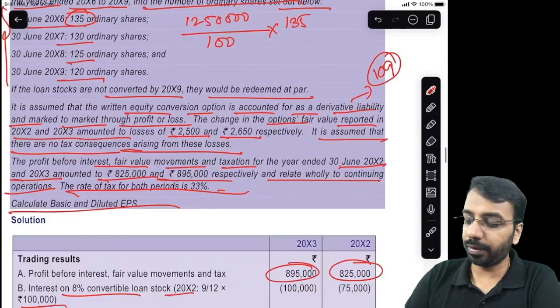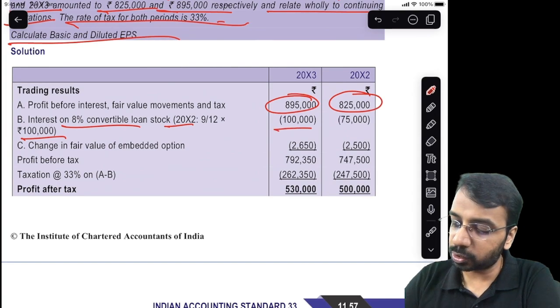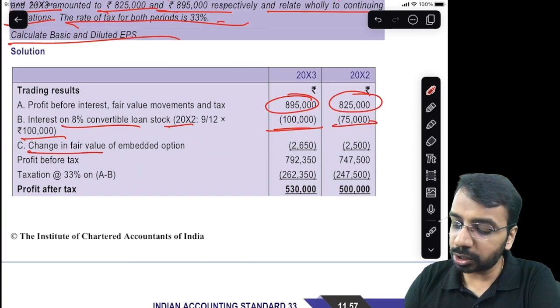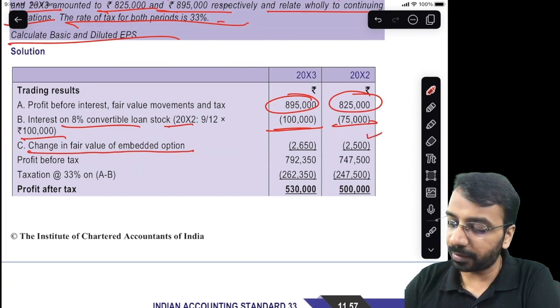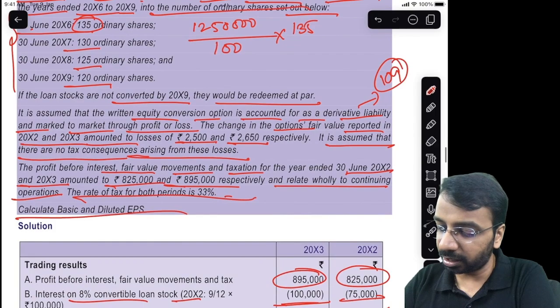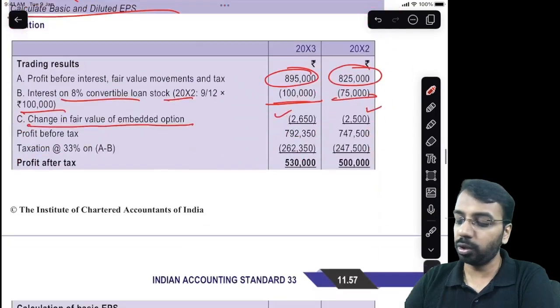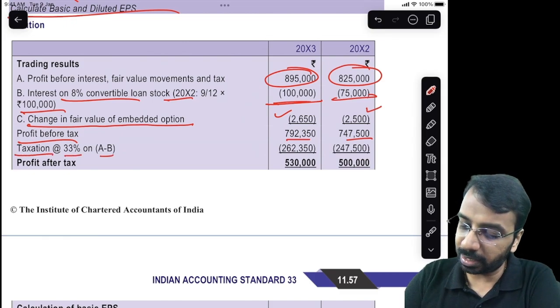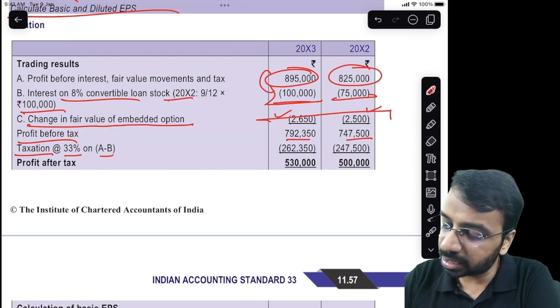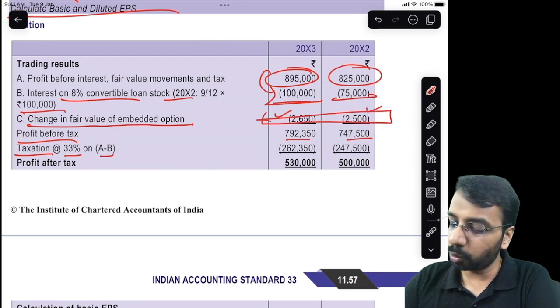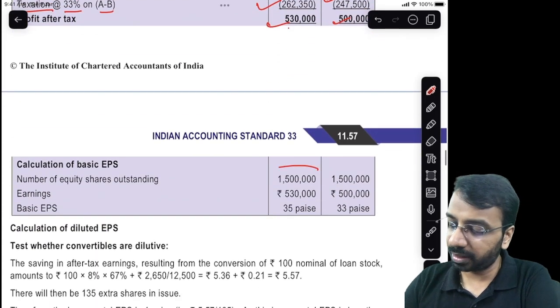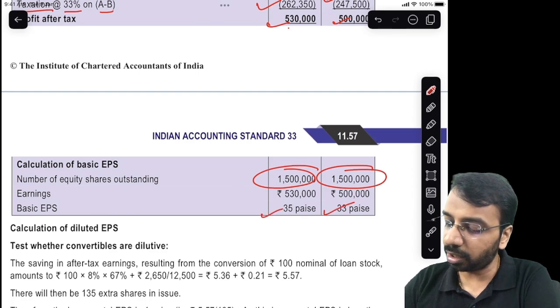So for 9 months only we have to provide for interest in the first period, that is 75,000 and 1 lakh. Okay, then there is a loss due to fair value of embedded option 2,500 and 2,650 as given in the question here. So this loss also is taken to P&L. Then profit before tax is given. Taxation at 33% on A minus B. Why only A minus B? Why only this minus this? Because this does not have any tax consequences. So tax is so much, profit after tax is given. This divided by number of shares, 15 lakhs in each of the cases, will give you the basic earnings per share.